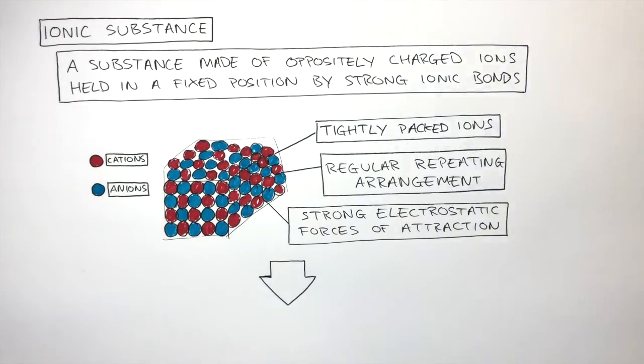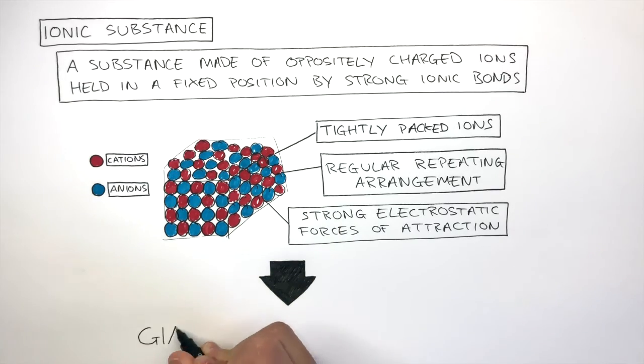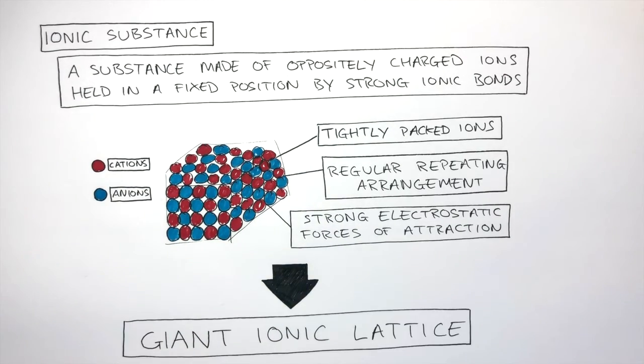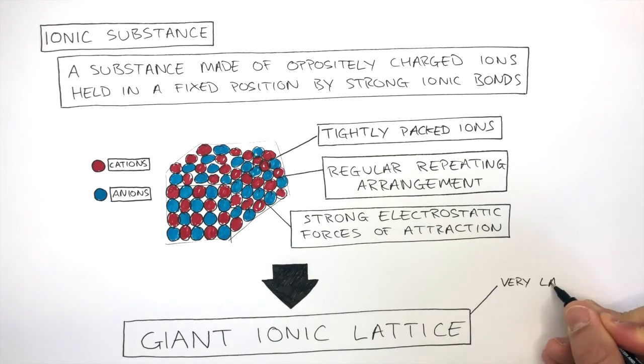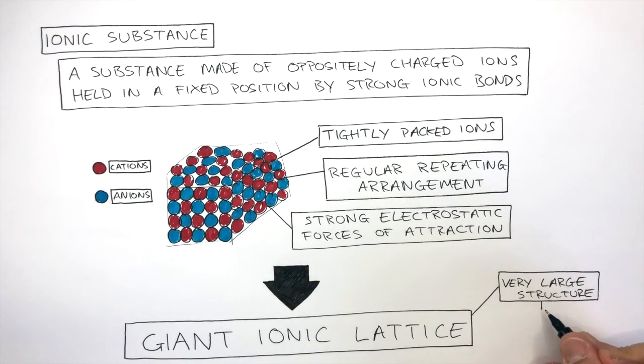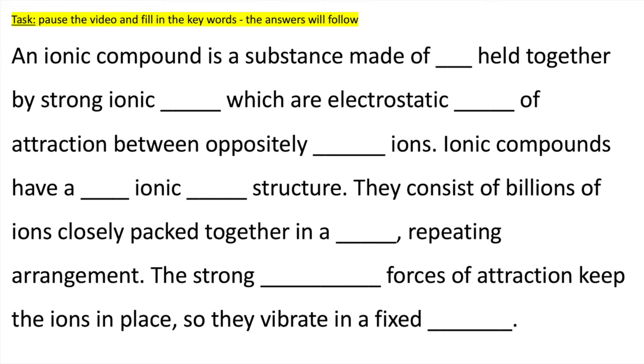So overall, for any ionic substance, we say the structure is a giant ionic lattice. We say it is a giant structure because it is a very large structure consisting of billions of ions. An ionic substance can increase or decrease in size depending on how many oppositely charged ions are present in the giant ionic lattice structure. Pause the video here to practice the keywords.